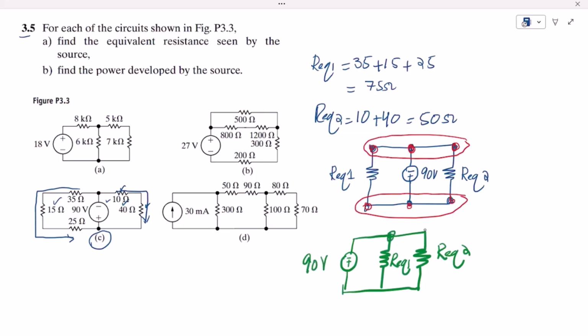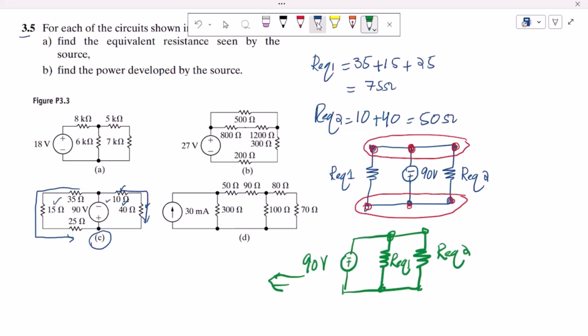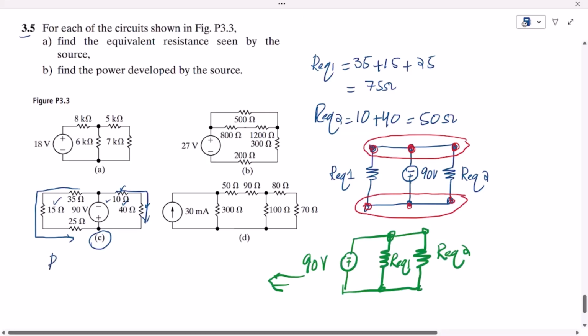So these resistors are in parallel. Why have I changed the position of this source, and how is it possible to change it? Because these 3 are in parallel, any combination in parallel will be valid. So therefore I have changed it to this one. Now these two, R equivalent 1 and R equivalent 2, are in parallel with each other.